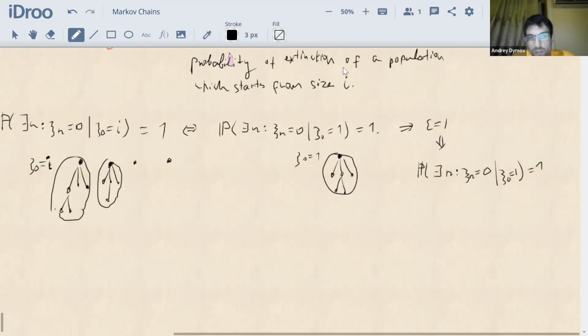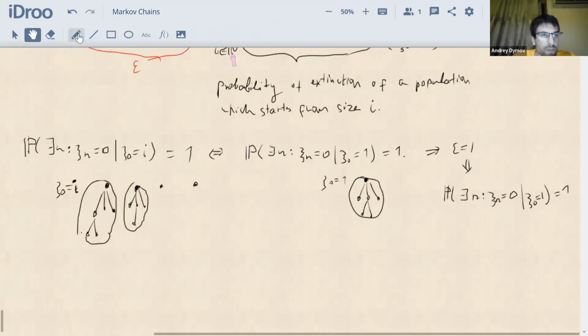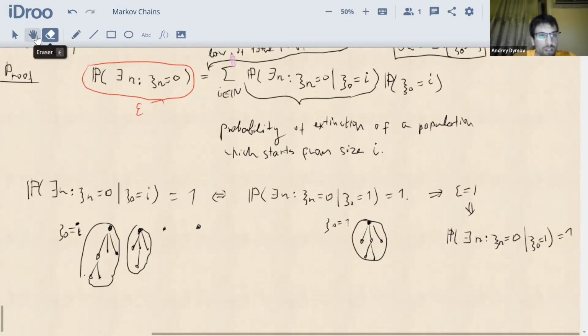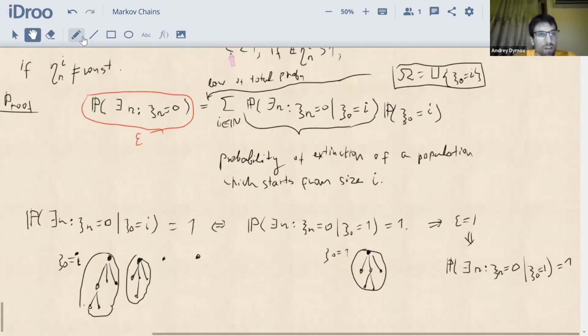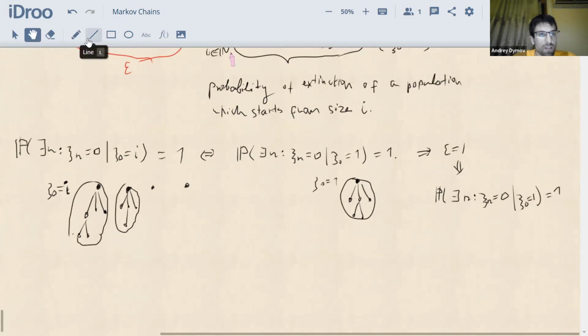And the other way around, look, if this probability equals 1, then all these probabilities equal 1, and it means that here you take a sum of 1 multiplied by the probability, and the sum of these probabilities should be equal to 1 because of this. So epsilon equals 1. So it means that we have the equivalence.